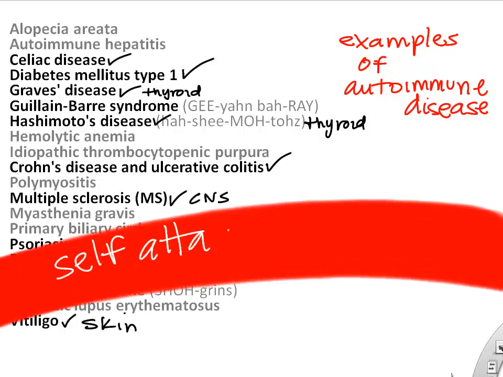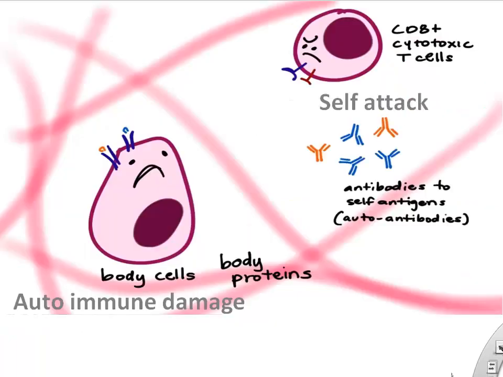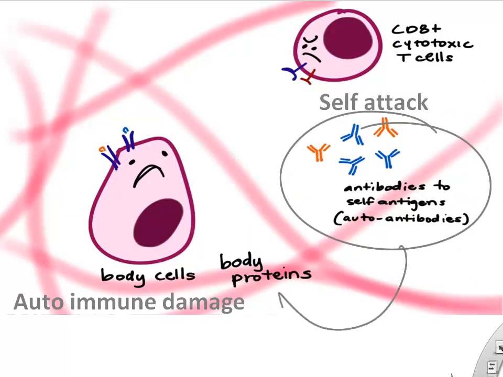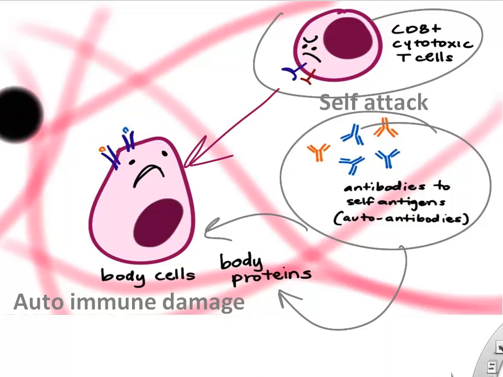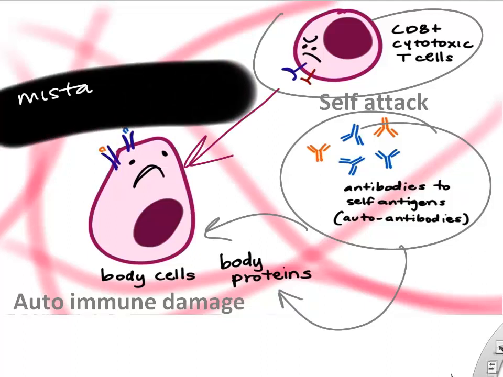So all of these involve a self-attack, and you might wonder, well, why would my own immune system attack myself? Well, these antibodies can attack your proteins and your cells. The cytotoxic T cells can begin attacking your own cells. One possible mechanism is mistaken identity, and it would be something like this.